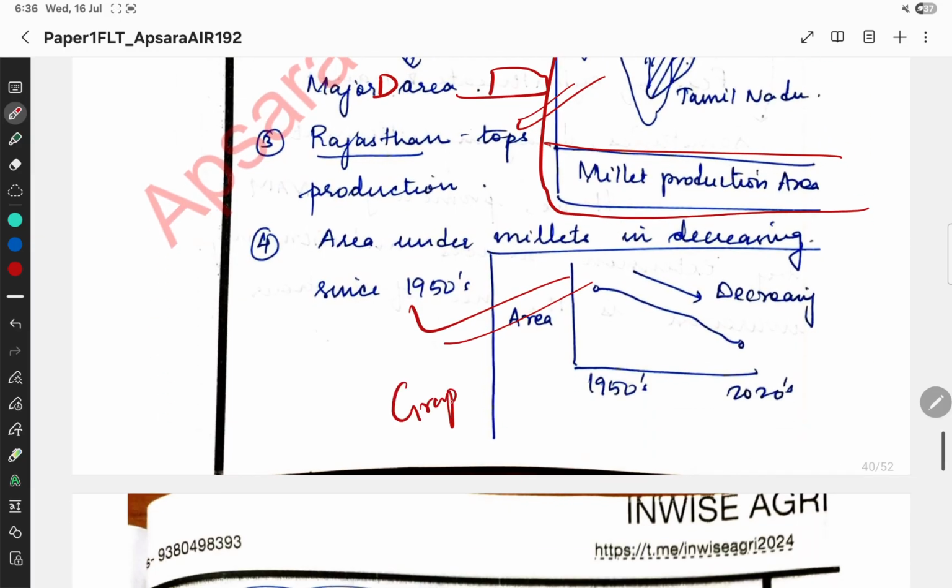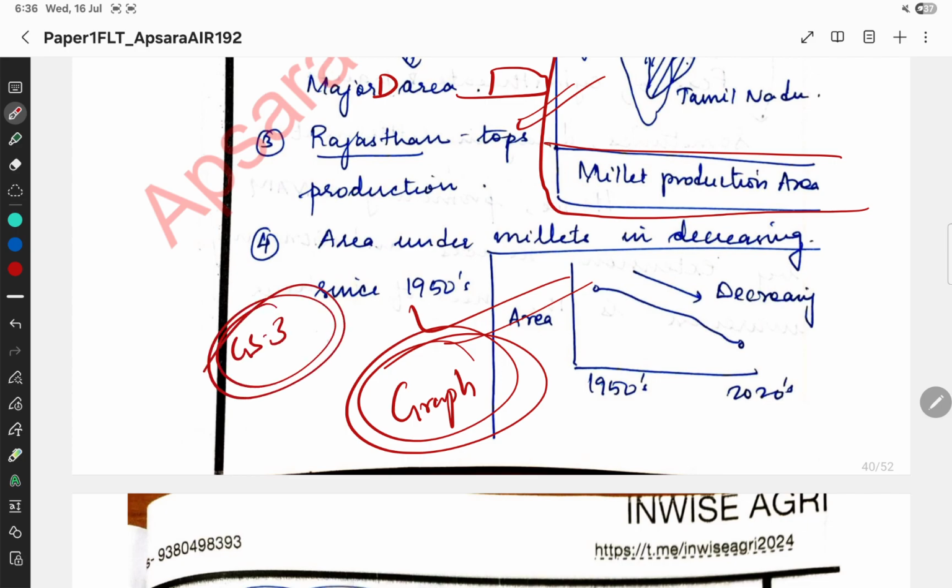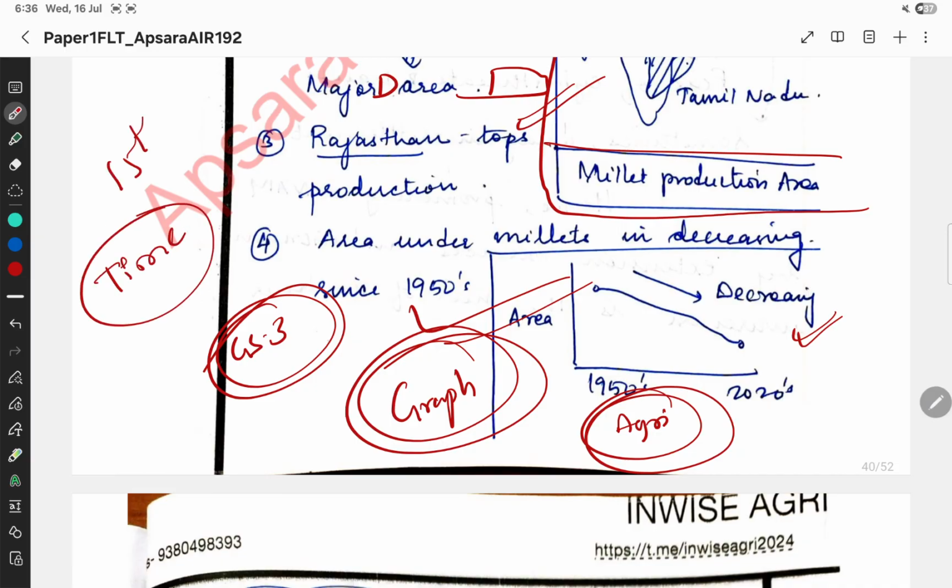How many of you have written a graph in your optional paper? None of you. Only in GS3 or GS2 you will write the graph. But how many of you are writing graphs in your agriculture? You need to include these parts. Definitely the evaluator was very much impressed because of this. For this, you need to have that time management. This is the 15th point, right? How can you improve that?